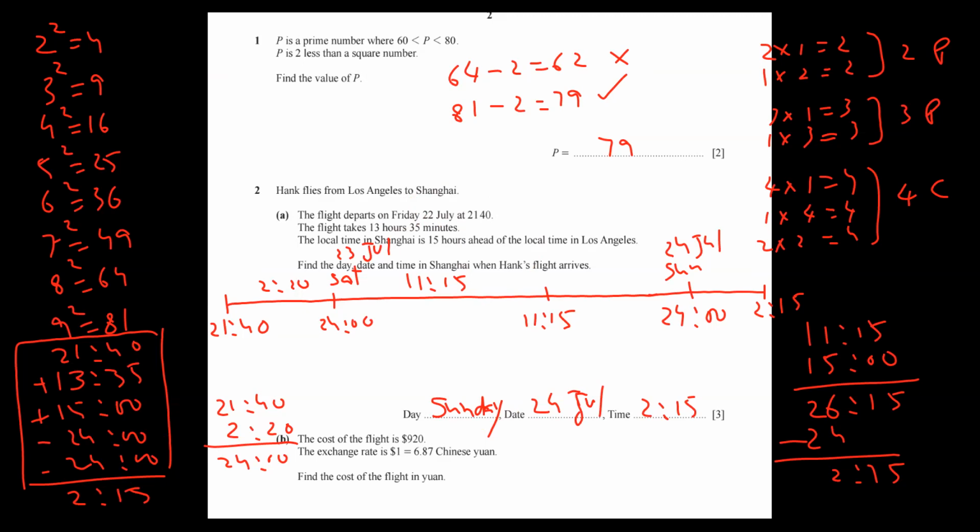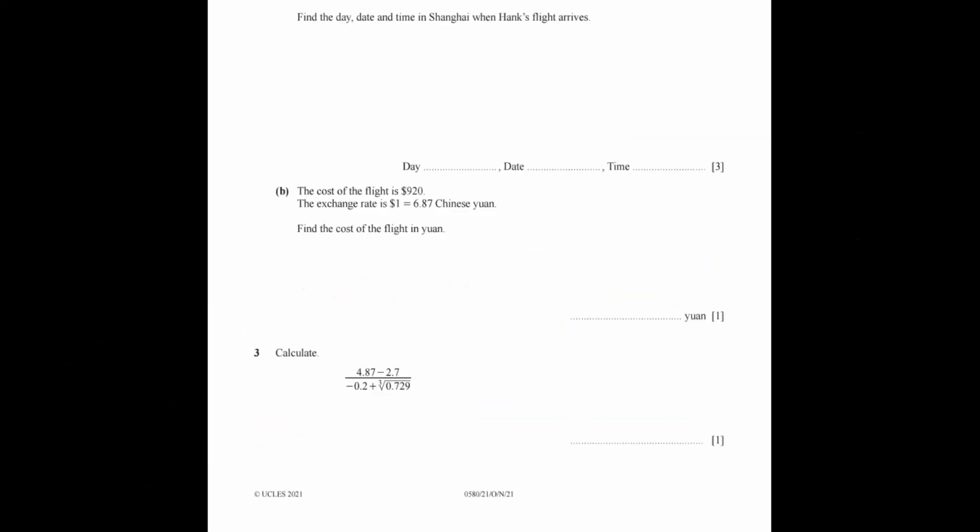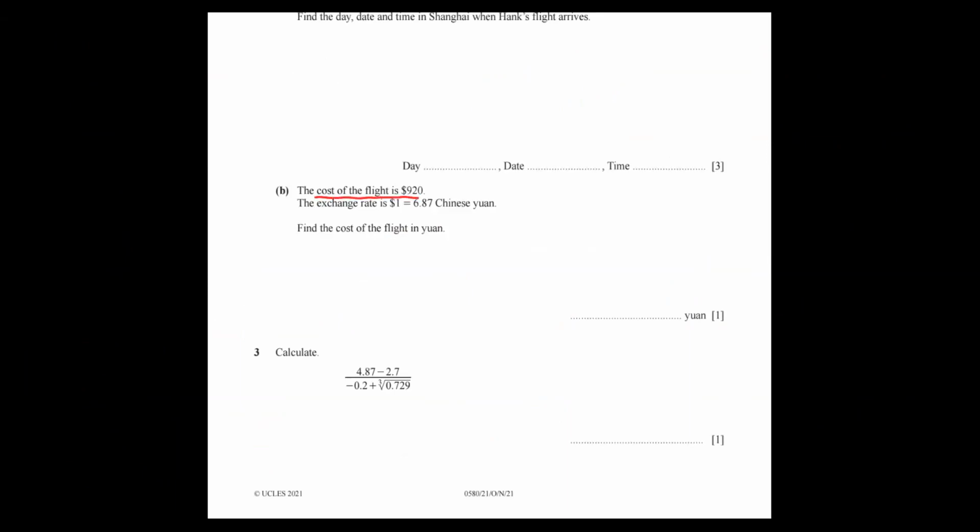So now let's talk about the next part, part B. The cost of the flight is $920. The exchange rate is given in Chinese yuan. So how can we find the cost of the flight in yuan? Let's see. The best technique, because I'm looking for two titles: we have dollars and yuan. So $1 and 6.87.